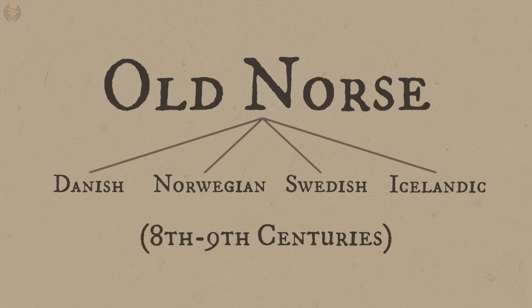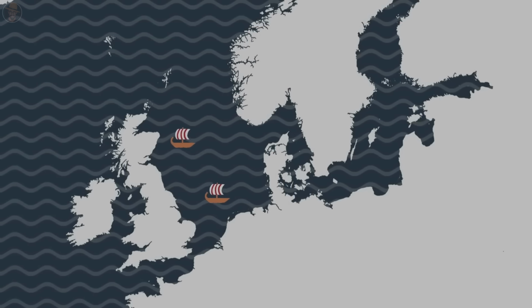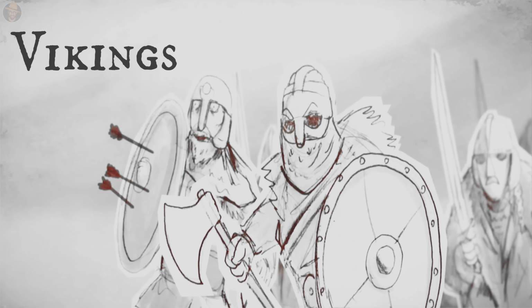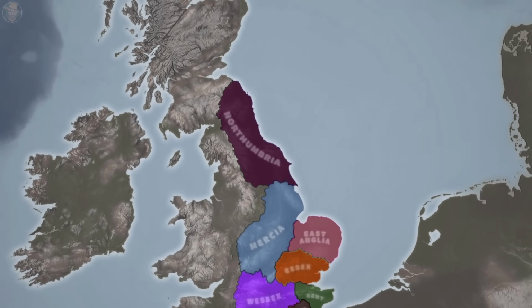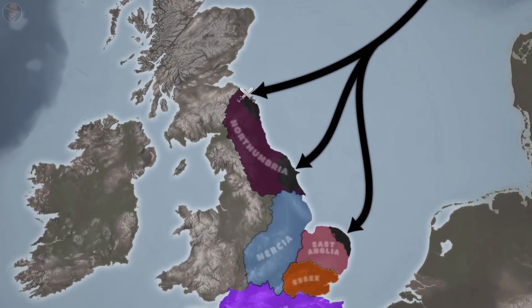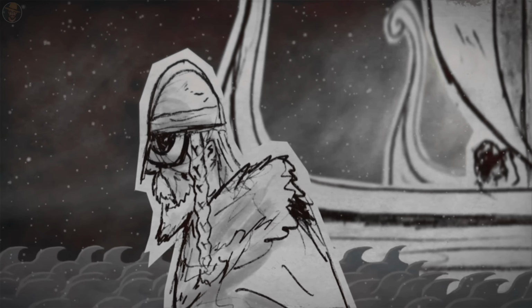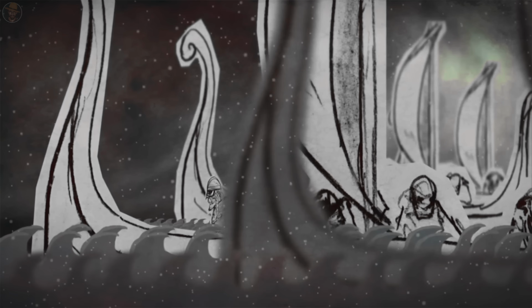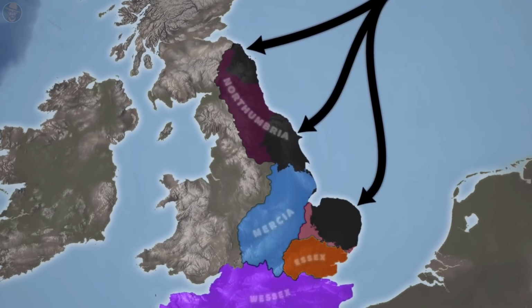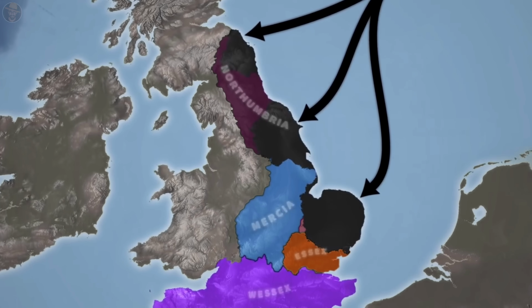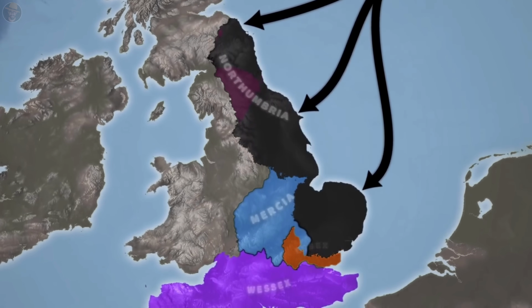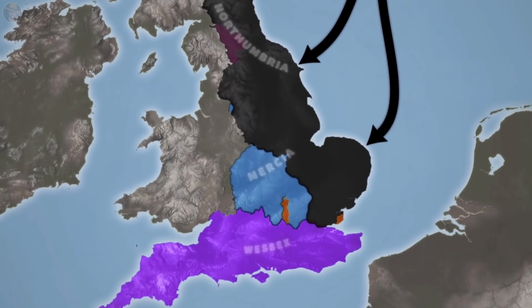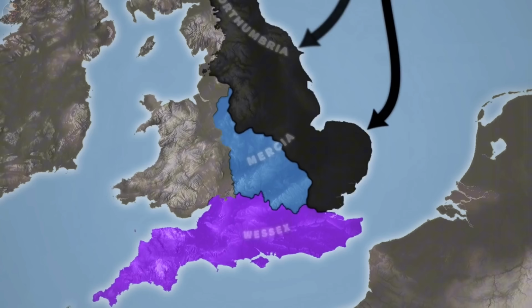In the 8th and 9th centuries, the British Isles faced a new wave of invaders, the Vikings. These formidable seafarers from Scandinavia arrived in their iconic long ships, sleek and swift vessels capable of traversing both open seas and narrow rivers. The Vikings were not just raiders, they were also settlers, traders, and explorers, leaving a lasting impact on the regions they touched.